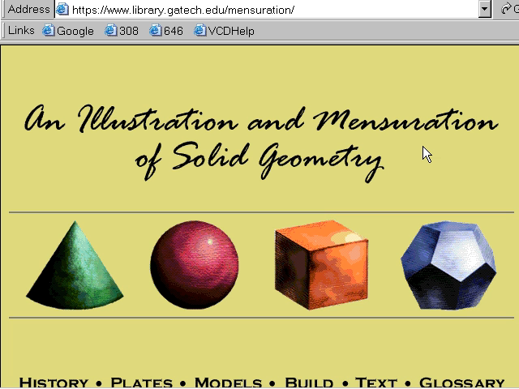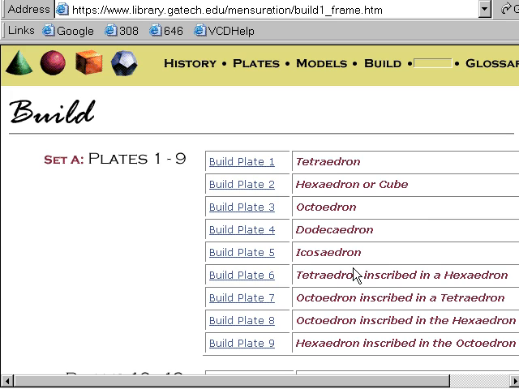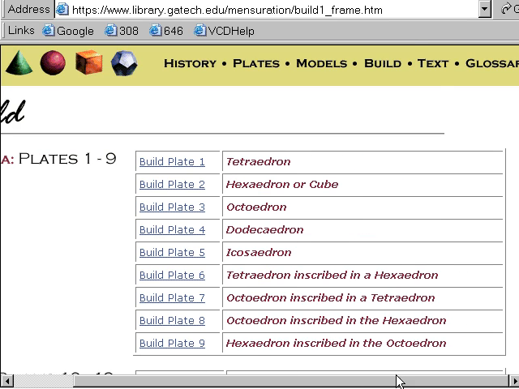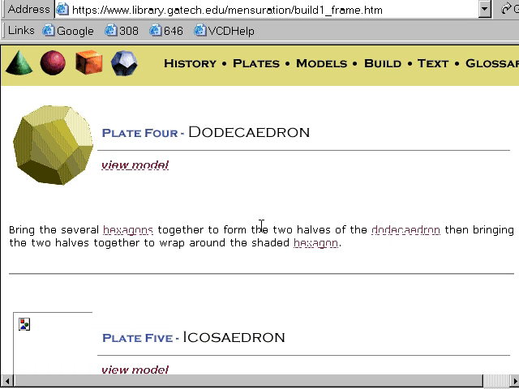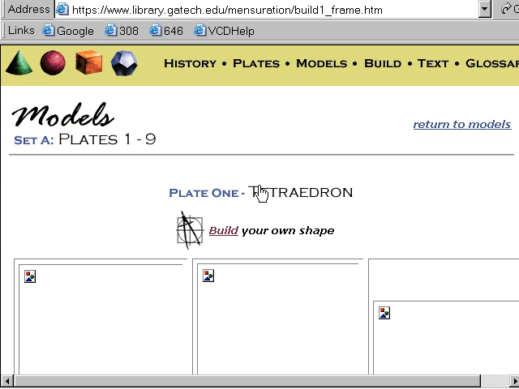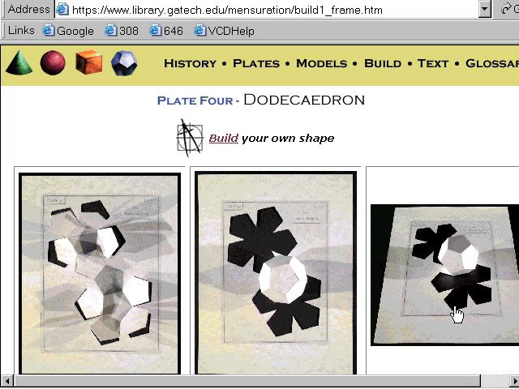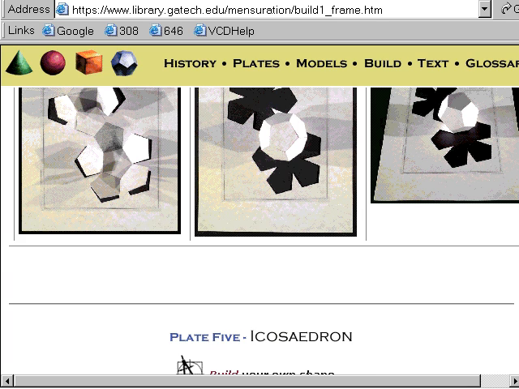In 3 dimensions, Euclidean geometry is called solid geometry, and this is a pretty nice site because you can go down here and actually build different things. So if you want to build a hexahedron or a dodecahedron, let's do that. If you click on dodecahedron, it tells you, oh, this is a 12-sided figure. And you can view the model, and this gives you a piece of paper and shows you how to build your own shape.